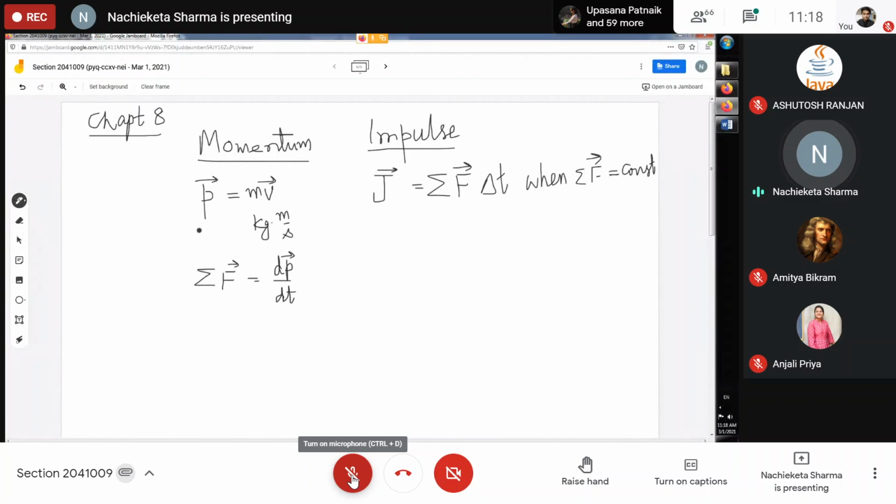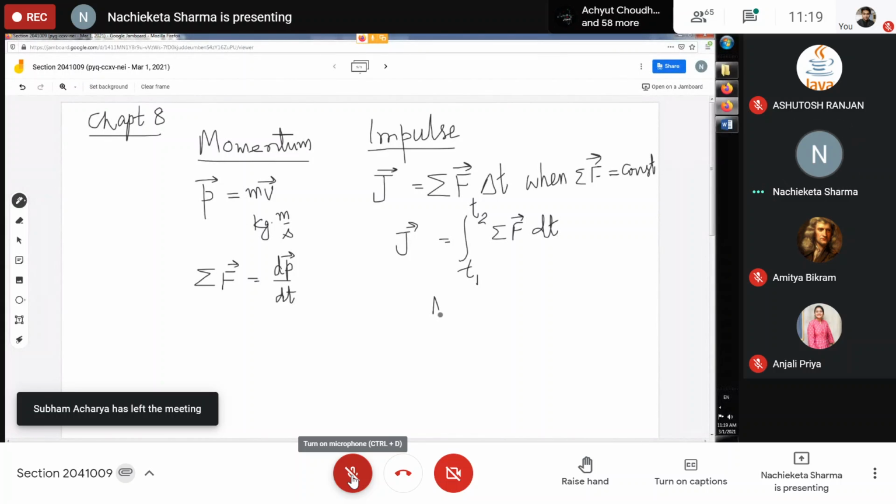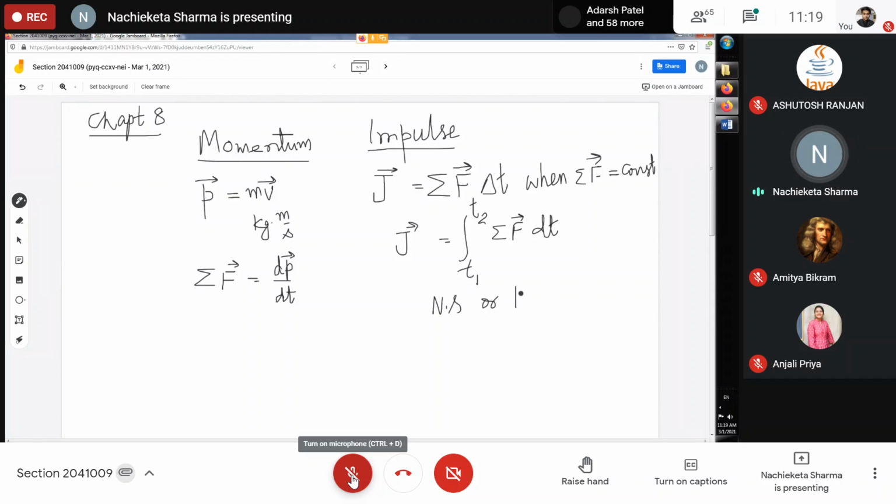When the force is variable, the same impulse can be defined as J is equal to integral T1 to T2 of net F, that is the force, dt. So this is the impulse, and its unit is kg meter per second or Newton second. Either it will be Newton second or kg meter per second, same thing.